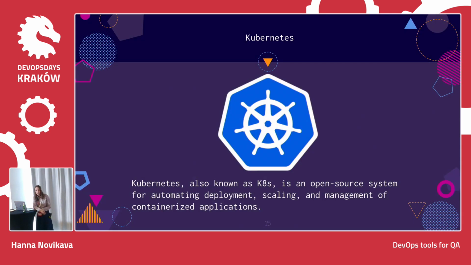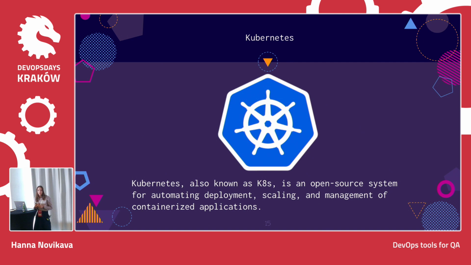Kubernetes. It's like a next step after Docker. If we have Docker containers, we need to run them together, and we have Kubernetes for it. Kubernetes is like an orchestration tool for automatic deployment, scaling, checking services, and management.